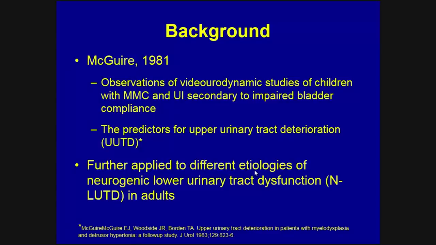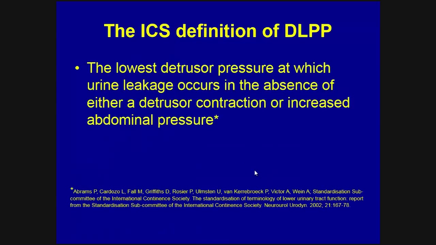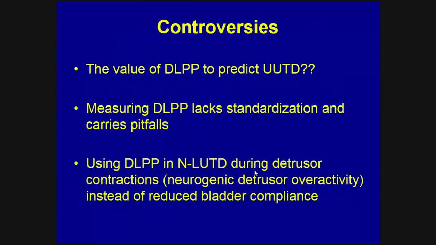However, this concept was further applied to different etiologies of neurogenic lower urinary tract dysfunction, also in adult patients. The ICS today defines the detrusor leak point pressure as follows: the lowest detrusor pressure at which urine leakage occurs in the absence of either a detrusor contraction or increased abdominal pressure, according to the last terminology report published in 2002.